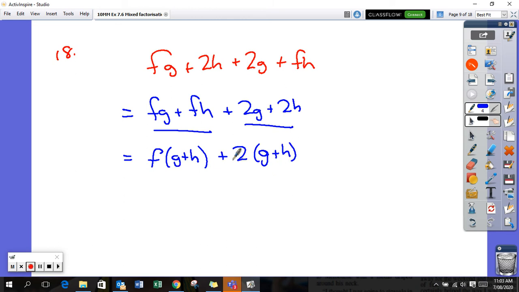Now we've got a second stage of factorising because G plus H is common. So we're going to take the G plus H out, and in this term we're just left with f, and this term we're just left with 2.